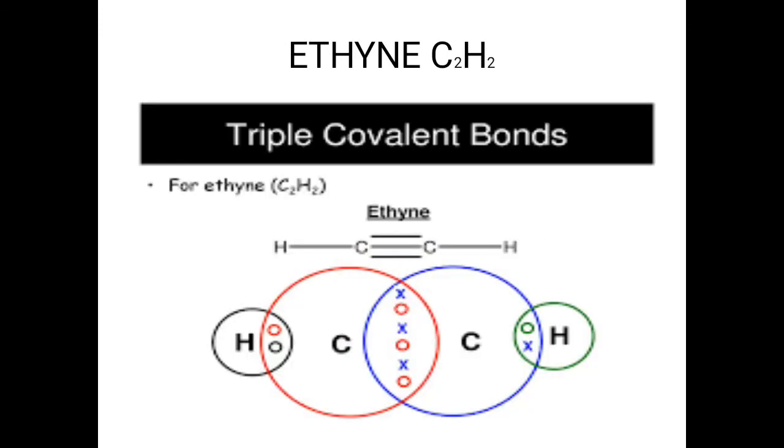Another molecule in which a carbon-carbon triple bond is present is ethyne. The molecular formula for ethyne is C2H2, and you can see the carbon atom is sharing 3 electron pairs with the next carbon atom, making a triple bond, and the bonds between carbon and hydrogen are single covalent bonds.